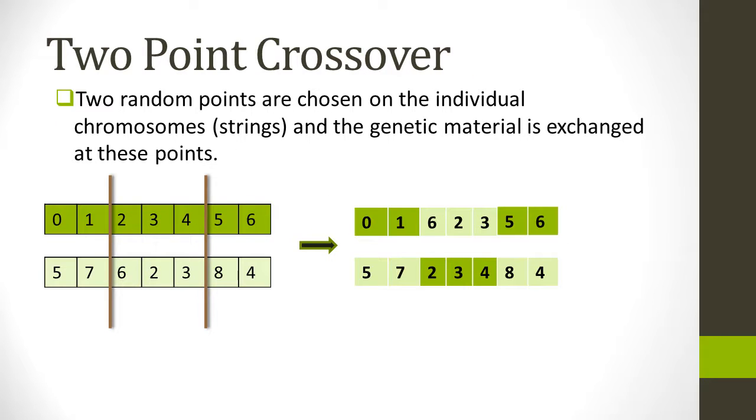Then the next crossover technique is two-point crossover. This is a specific case of an n-point crossover technique. Two random points are chosen on the individual chromosomes, that means strings, and the genetic material is exchanged at these points. See in this diagram, the two random points are chosen and after that the genetic material is exchanged between these points.